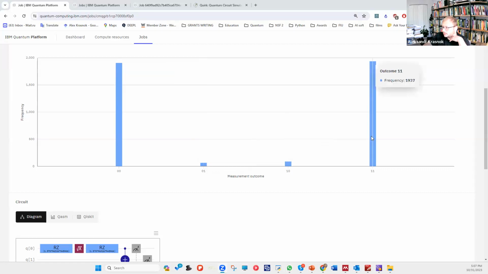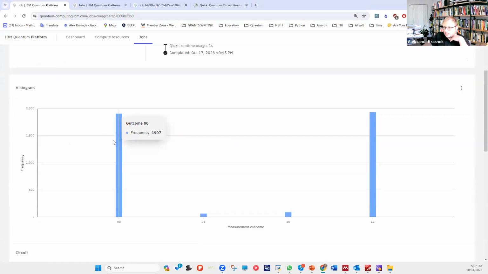And after 4,000 shots, most of them still collapse to either 0-0 or 1-1, but it also provides some contribution from 0-1 and 1-0. And of course, if you give it more shots, more runs, the contribution from these extra states will be suppressed, or for a large number of shots we can get rid of their contribution to the result.